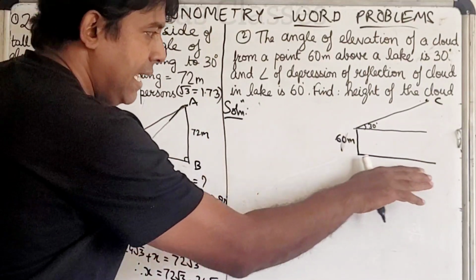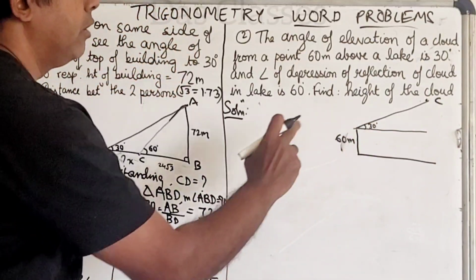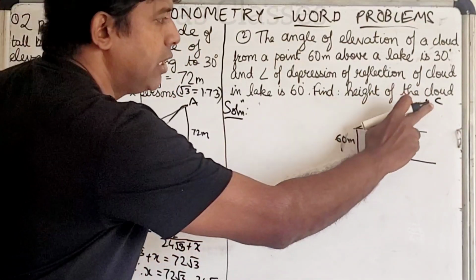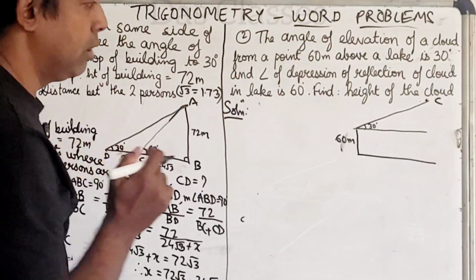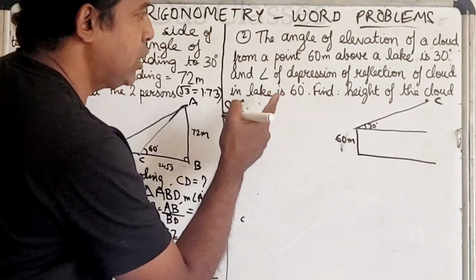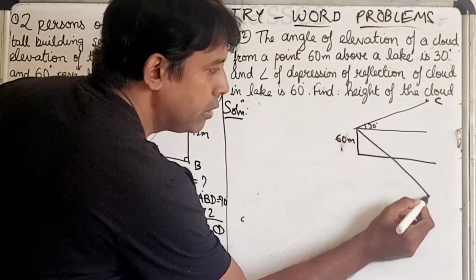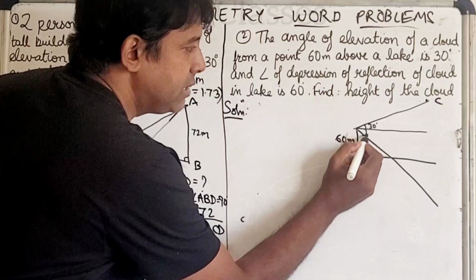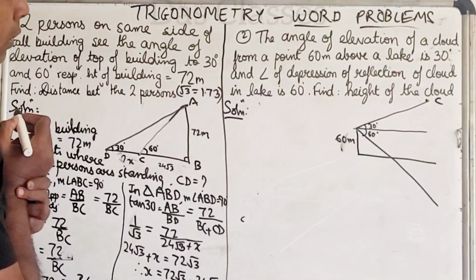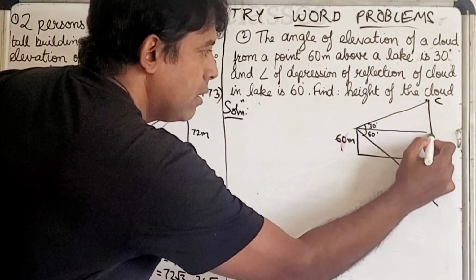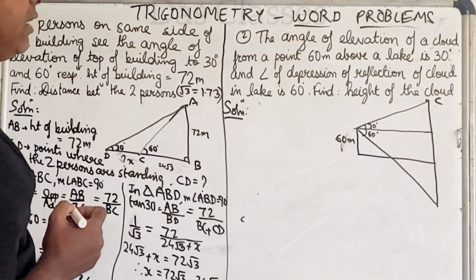So there's a lake, this is the lake, 60 meters above it. From there, there's a point which makes an angle of 30 degrees to the cloud. So we made the horizontal. And angle of depression. So again, the depression of the reflection of the cloud in the lake is 60 degrees. From this point, the angle of depression is somewhere here. So that is 60 degrees. So let's join all these points. So the question is, find the height of the cloud.